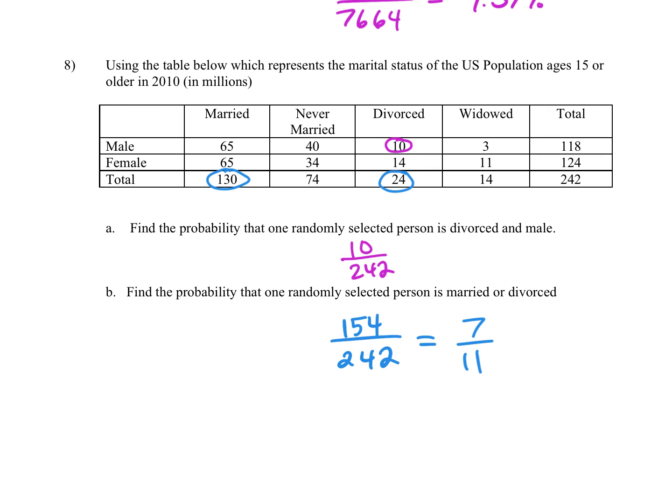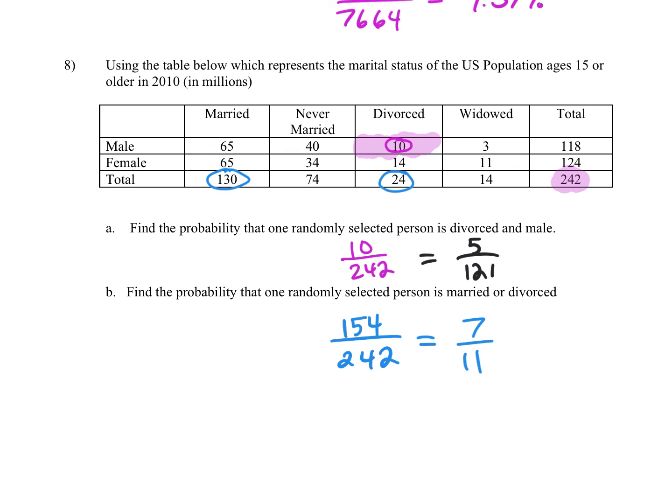Here they tell us that we have a table of information representing the marital status of U.S. population ages 15 or older in 2010. So first, I want us to find the probability that one person is divorced and male. Well, we have a category for that. This divorced male is this cell here. That represents 10 out of the total of 242 people in the selected group. So that is our probability. We could simplify that fraction to 5 out of 121 if we had to.